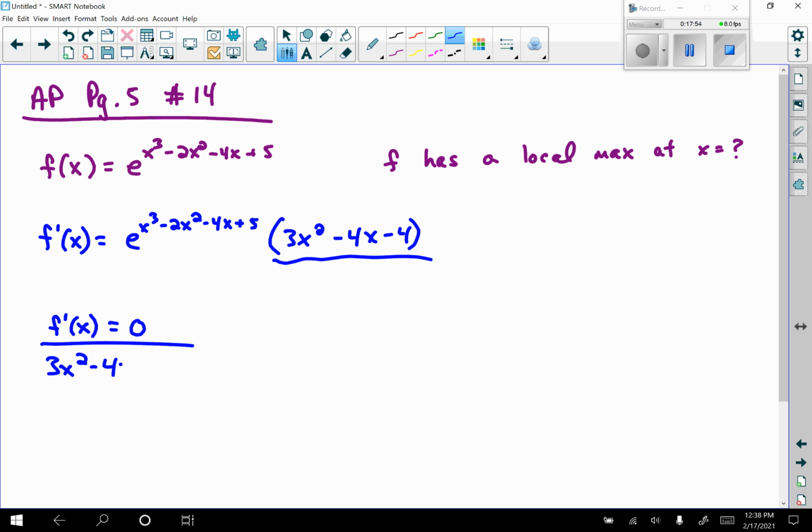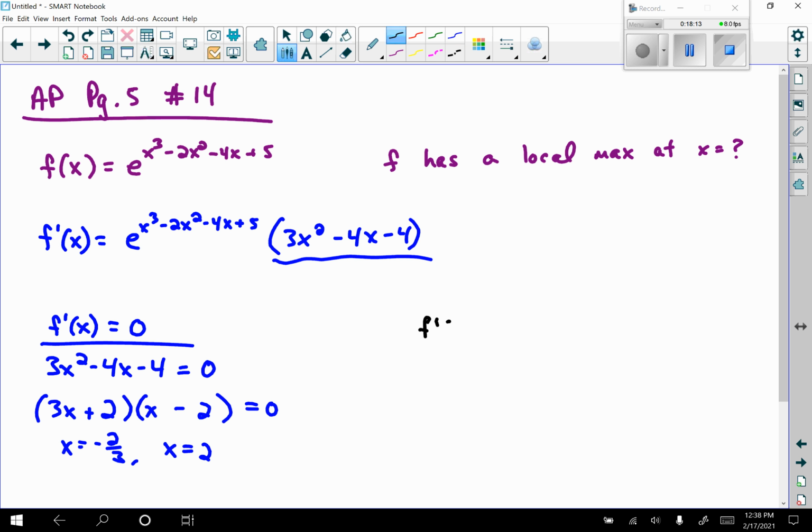And we're not allowed to use a calculator. We can factor this. Say 3x and x, and it looks like 2's are going to work here. We'll have a negative 6x plus 2x. So when x is equal to negative 2/3, or when x is equal to 2, so we'll make our first derivative number line.